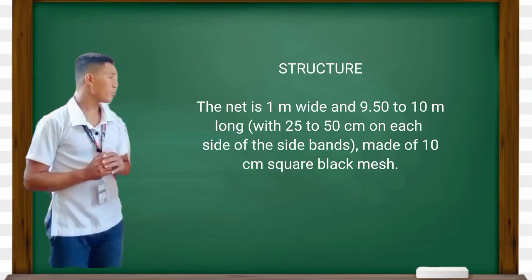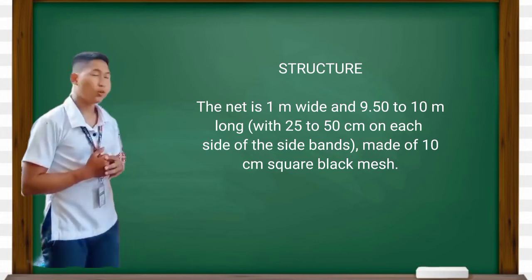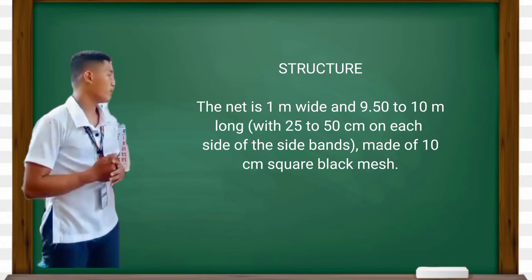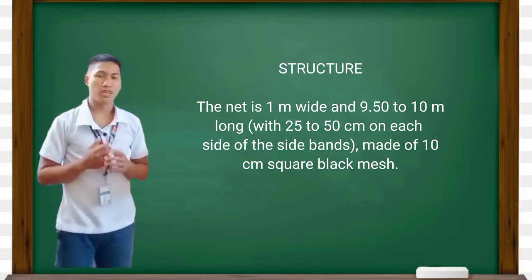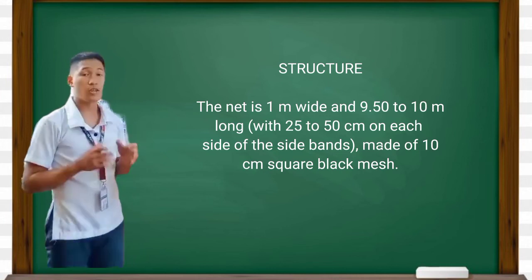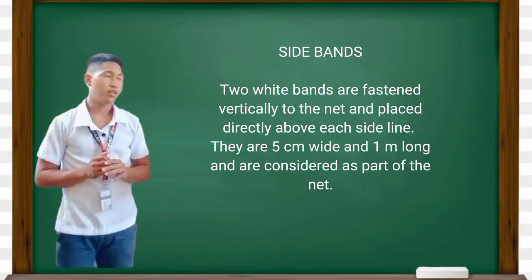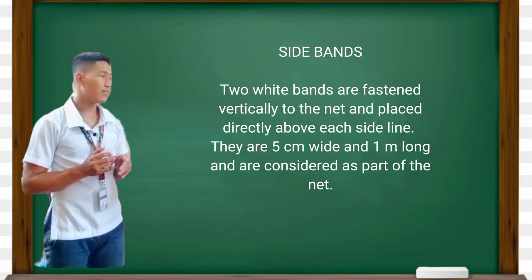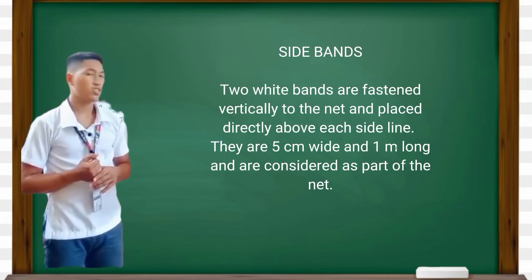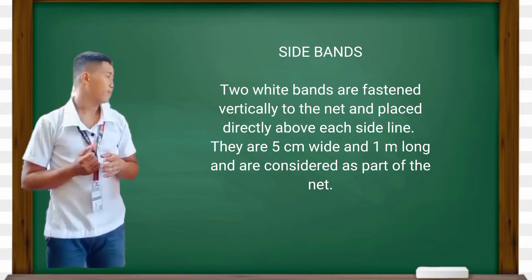Structure of the net. The net is 1 meter wide and 9.50 to 10 meters long, with 25 to 50 centimeters on each side, made of 10 centimeter square black mesh. So the net is made of a black mesh. Let's proceed to the side bands. Two white bands are fastened vertically to the net and placed directly above each sideline. They are 5 centimeters wide and 1 meter long and are considered part of the net.